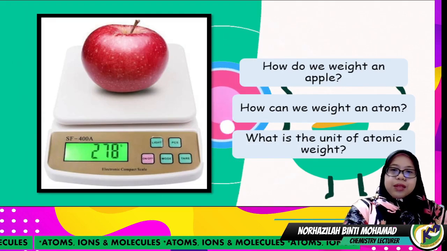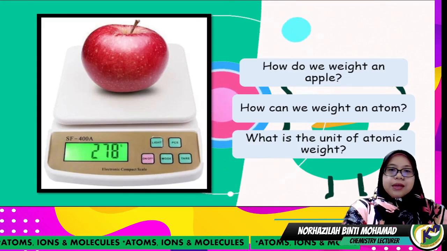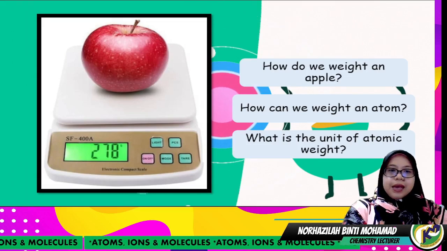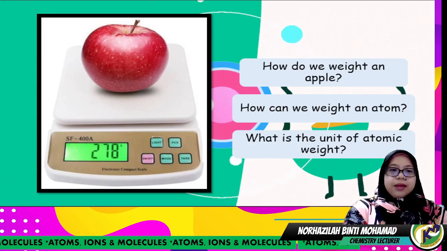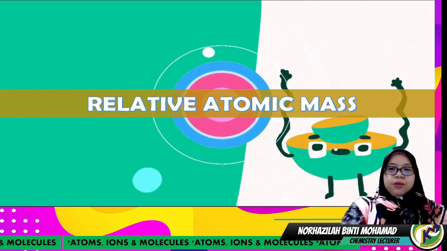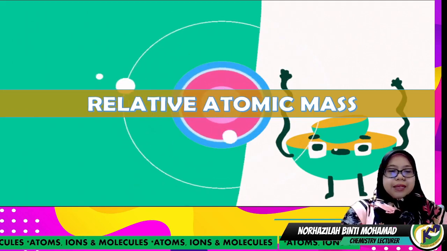So there are two types of weight of atoms. The first one is the relative atomic mass, and the other one is the relative molecular mass. Shall we start right now? We go to the first one, which is relative atomic mass.